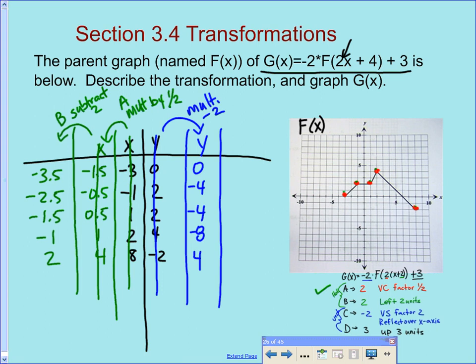And then the last thing is I need to move up 3 units. So that means I'm going to go from here to here. And this was my C. This is my D telling me add 3. Okay, so when I add 3 to that, I'm going to get 3, -1, -1, -5, and 7. Okay, so now I have the coordinates, my x and my y values, and I can go and plot those to come up with a new graph.